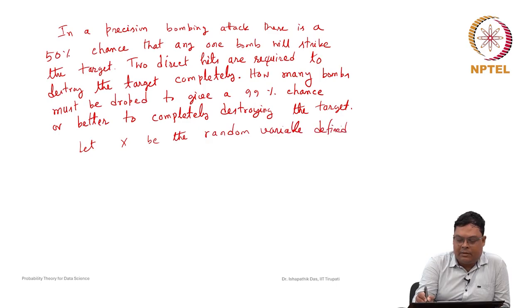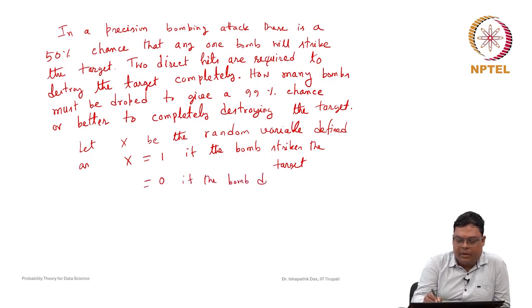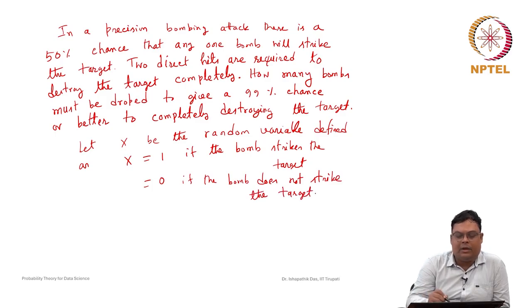Defined as x is equal to 1 if a bomb strikes the target, and x is equal to 0 if the bomb does not strike the target. So, this is the random variable.